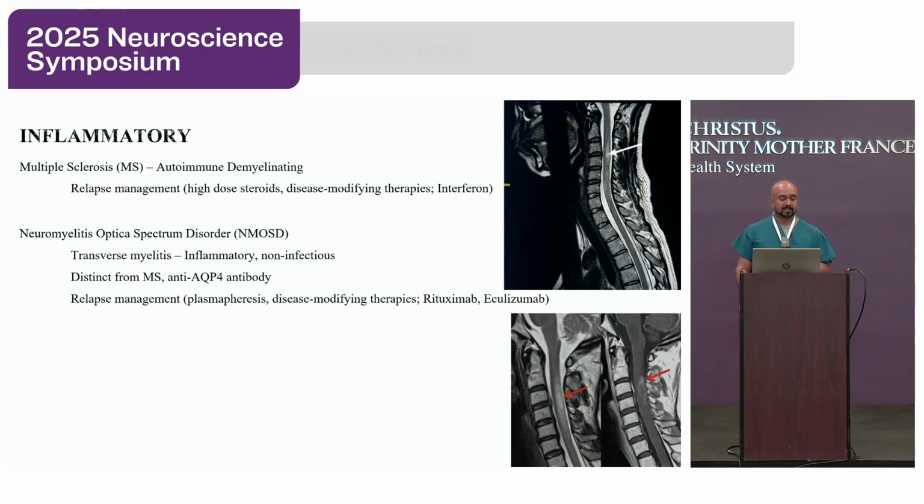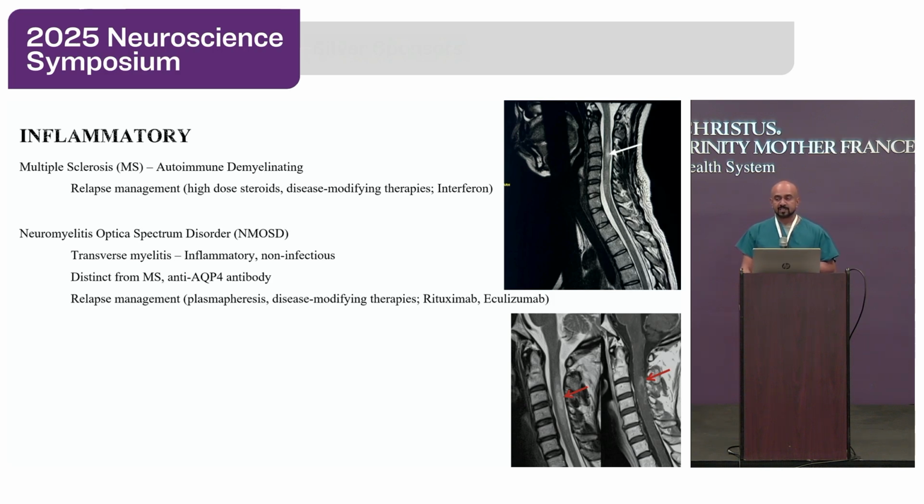Neuromyelitis optica spectrum disorders, transverse myelitis can present with that, as well as its inflammatory, non-infectious type. Distinct from multiple sclerosis in that there is an anti-AQP4 antibody attacking the myelin sheath of the spinal cord. So relapse management, the relapse again can come as a spinal cord emergency. So here it is not high-dose steroids. The first-line therapy is plasmapheresis, and again, disease-modifying therapies like rituximab for the management of chronic disease and relapse prevention.